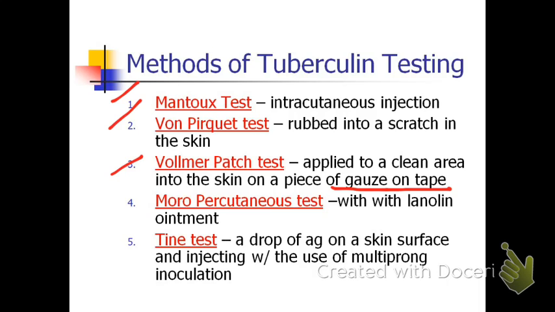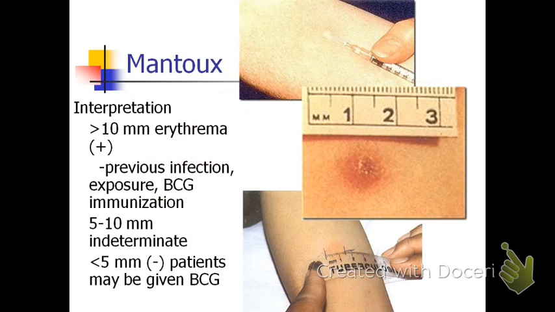Then sometimes you could actually place the PPD together with an ointment, and then rub it into the skin of the patient. So we call it the Moro percutaneous test or tine test. The tine test utilizes a multi-prong inoculation, which I will show you later on. So this is the tine test.